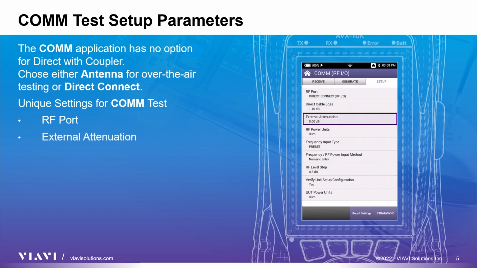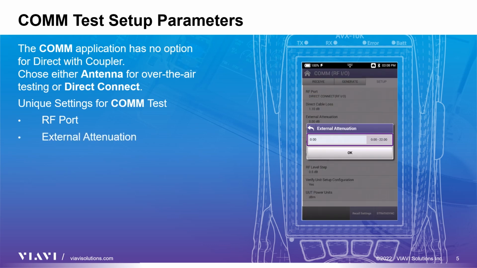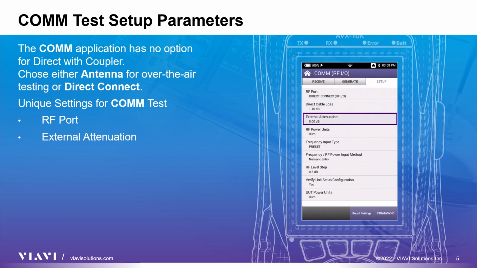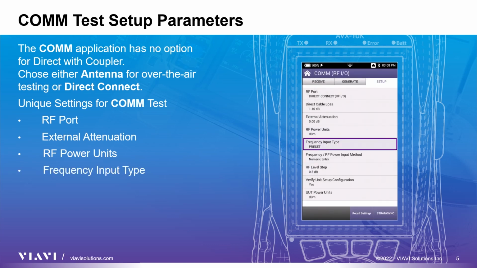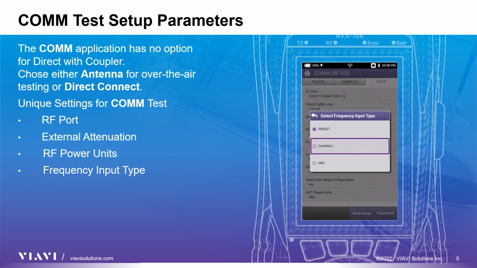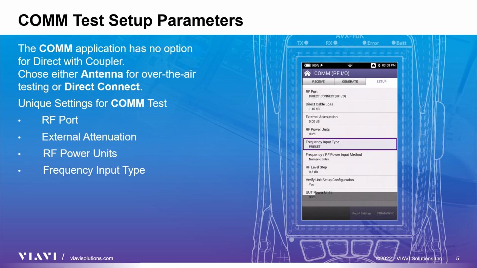External attenuation allows for 0 to 22 dB of compensation for an external attenuator on the RF I/O connector. The two values for both cable loss and attenuation are added together and displayed on the main page for user reference. RF power units can be set to dBm or V for volts. The frequency input type can be either preset, channel, or variable. Preset provides a set of 3 fixed frequencies. Channel allows the selection of any on-channel frequency. VAR allows for direct entry of a frequency.